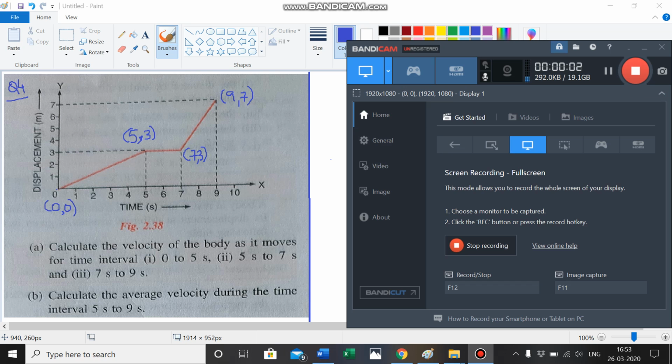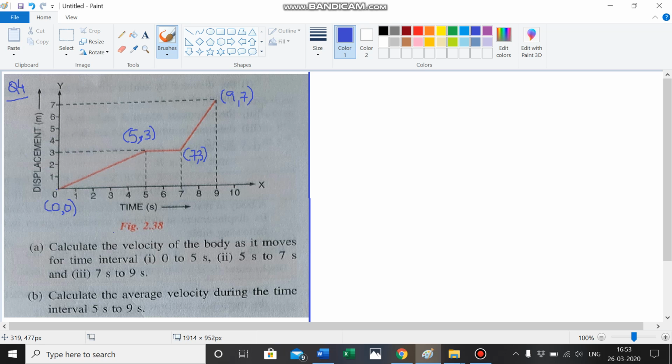So let's move on to question number 4. This is the graph for question number 4. Let's see what it has. It says calculate the velocity of the body as it moves for the time interval 0 to 5 seconds. So basically this is the time interval that we're looking at. You don't need to draw anything on your graph, but this is for our reference because 0 to 5, this is the second. I have also marked what these coordinates are.